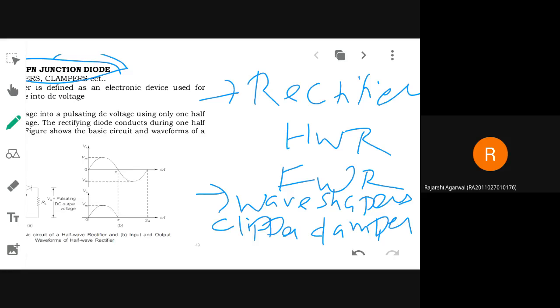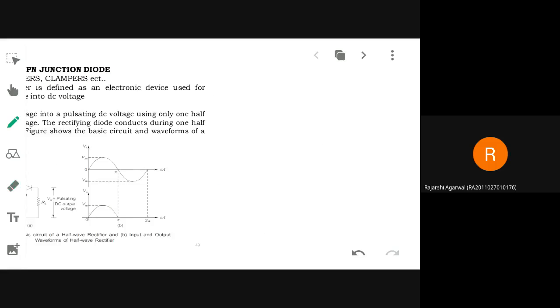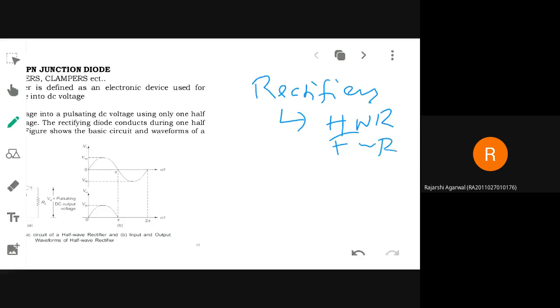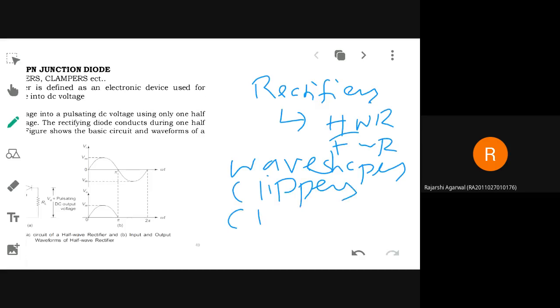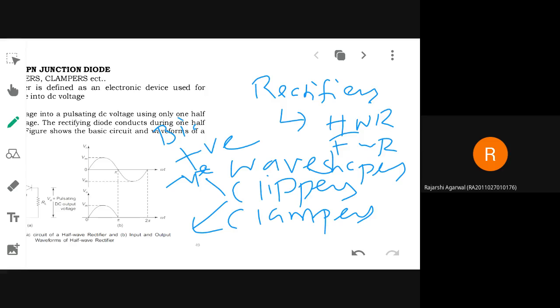Okay, so these are the wave shapers, and why are they called wave shapers? Because they change the shape of the wave when giving output. Okay, so rectification: half wave rectification, full wave rectification. Then wave shapers, which can be of two categories, clippers and clampers. And under clippers, you have two categories, positive and negative, and then biased and unbiased.